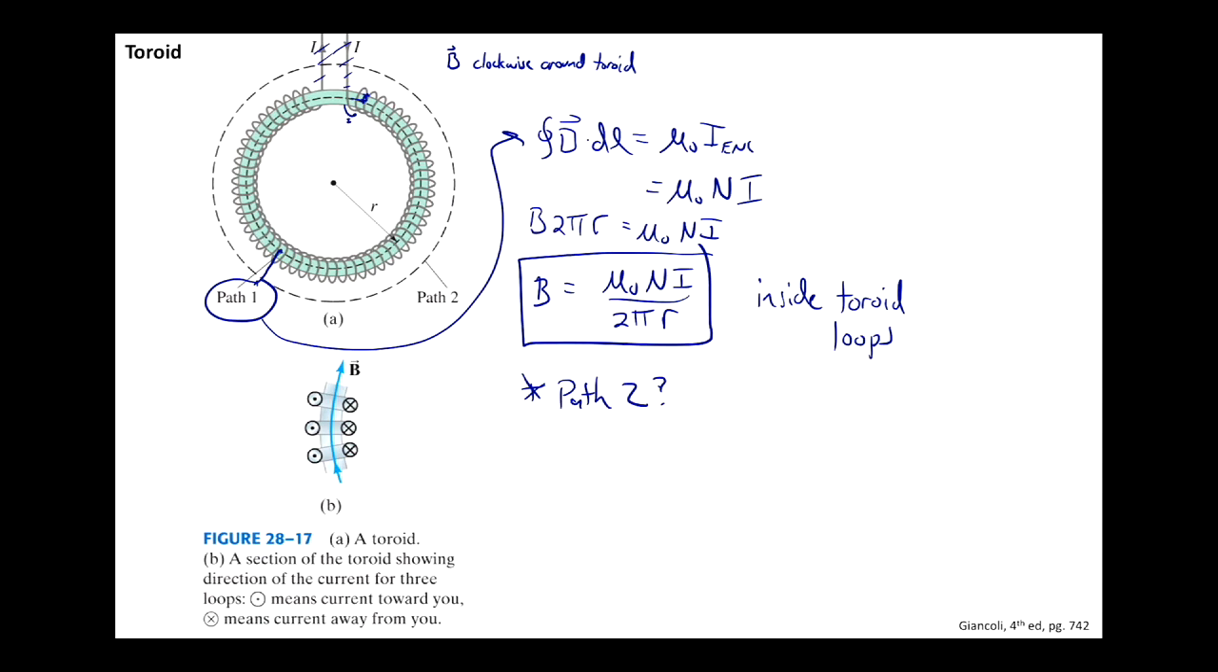It is all of it, but it is all of it out of the page and all of it into the page. So those are two different directions. They're going to cancel each other out. So we could say that I enclosed is 0, which means that everywhere along path 2, the magnetic field is essentially 0. What if we picked a path 3? I don't think there's too much to think about here. Path 3? Well, also 0.